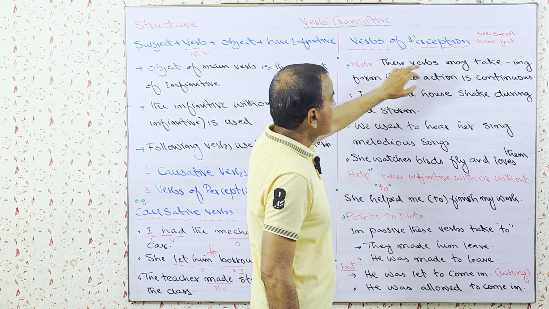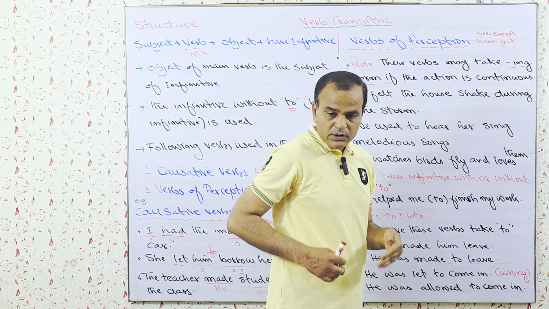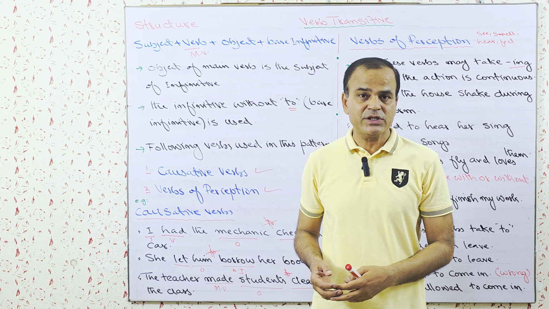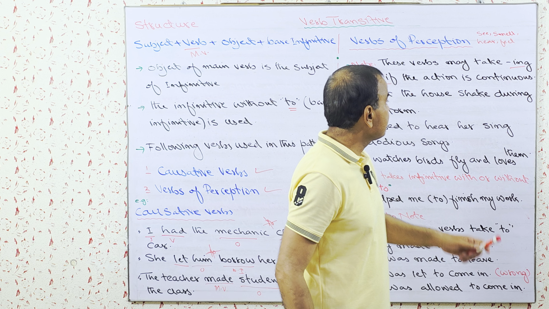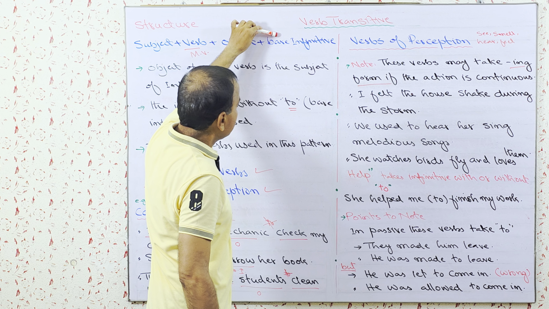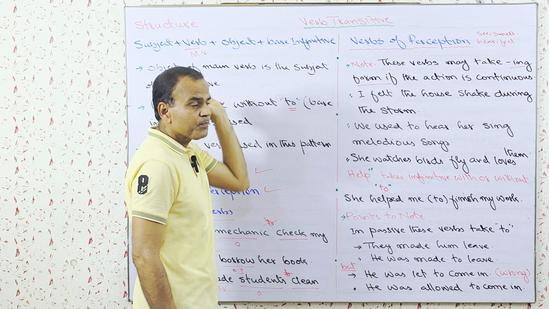In our formation, we have used bare infinitive, but it may take the ing form. When, in what condition, in what situation? When the action is continuous. Sometimes we want to show a continuous activity. When this is our sense, with verbs of perception, we can use the ing form instead of bare infinitive.